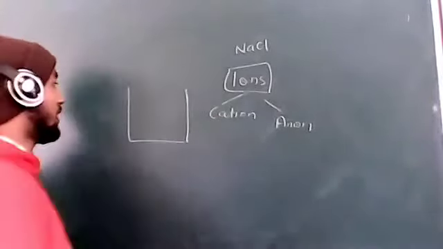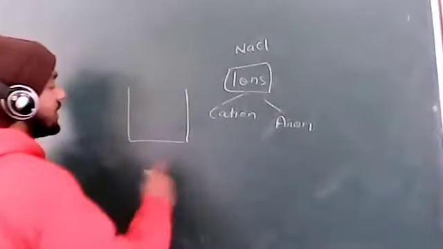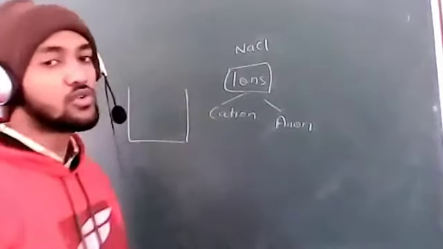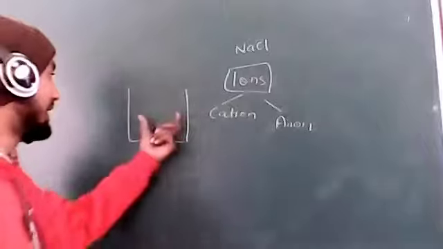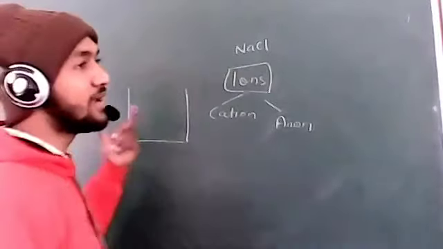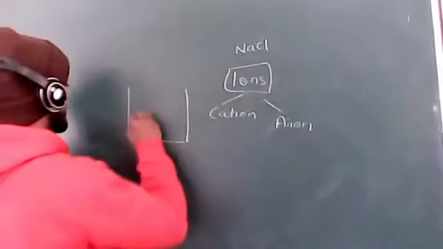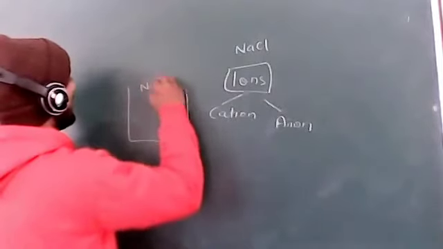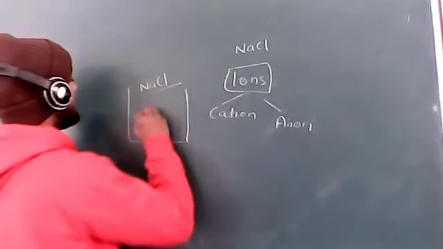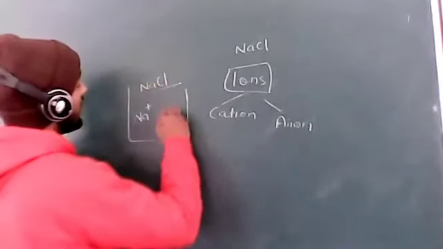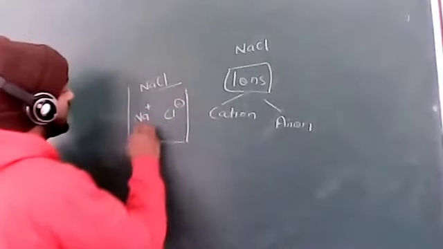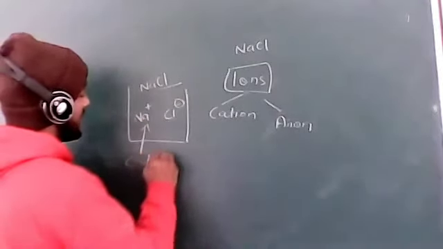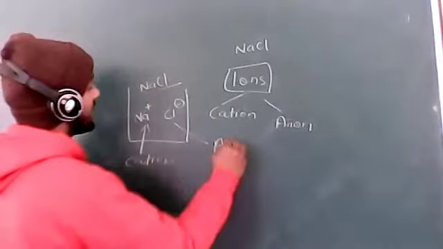So in sea water, or impure water, there are some dissolved particles. In water, it dissociates, it breaks down into ions. Suppose NaCl is present in impure water. NaCl will dissociate into Na plus and Cl minus. Na plus will be the cation and Cl minus will be the anion.